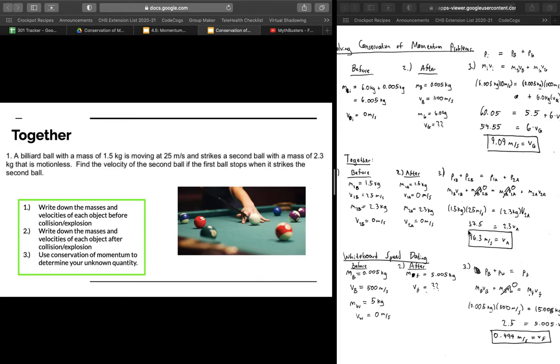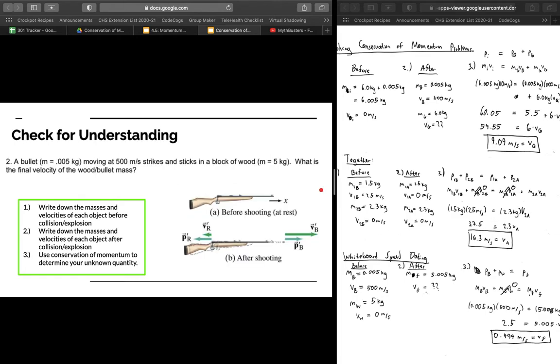And thus is how we would solve a conservation of momentum problem. If the objects are separate, the momentums are separate. If the objects are together, whenever they're together, the initial or final momentum is just one overall momentum. So now let's do one problem as a check for understanding.